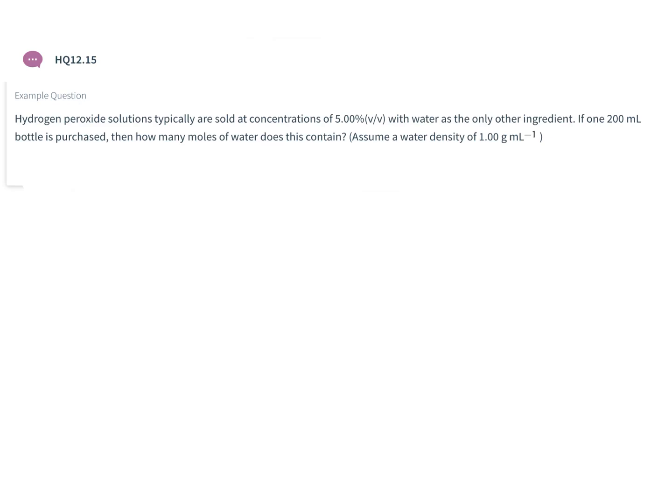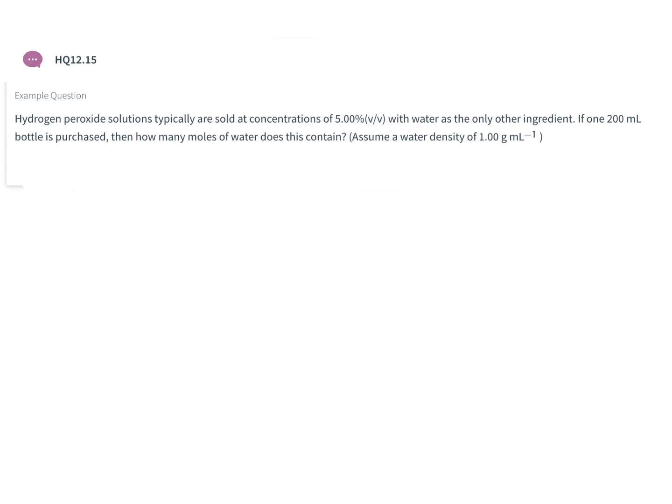For question 12.15, we're given the information that a hydrogen peroxide solution that you would typically get at the store is about 5% hydrogen peroxide volume per volume, with the rest of the balance being water as the other ingredient. So if you were to buy a 200 milliliter bottle, how many moles of water does this contain?